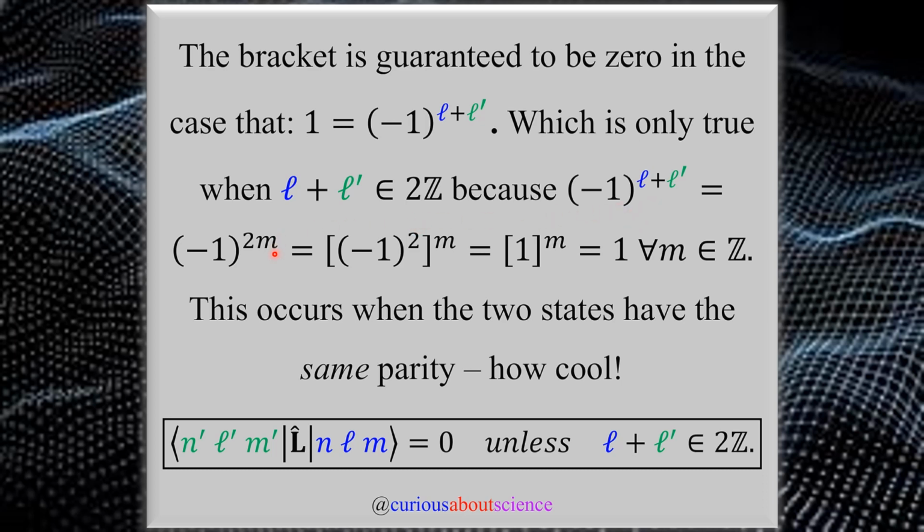And the algebra for that is, well, let L plus L prime equal 2m, where m is an integer. Then we see by exponent rules, we can take m outside. -1 gets squared, so you just have 1 to the m. And that equals 1 for any integer, positive, negative, doesn't matter. So with this, this gives us a nice insight, and we could say that this occurs when the two states have the same parity. How cool.